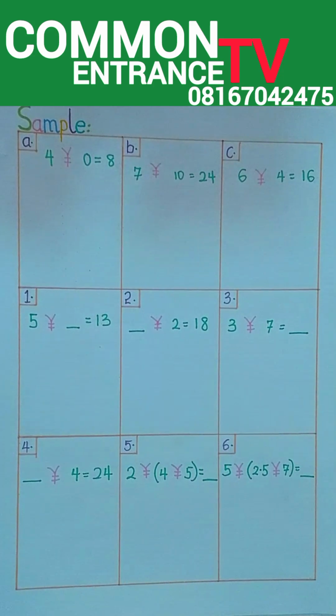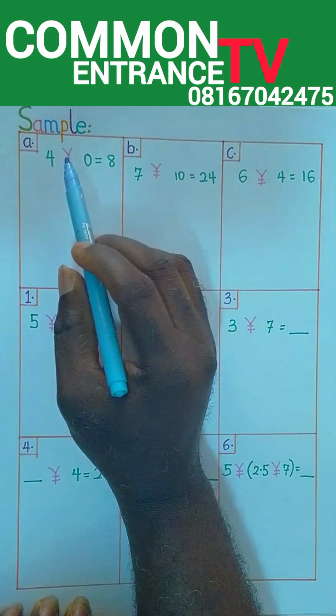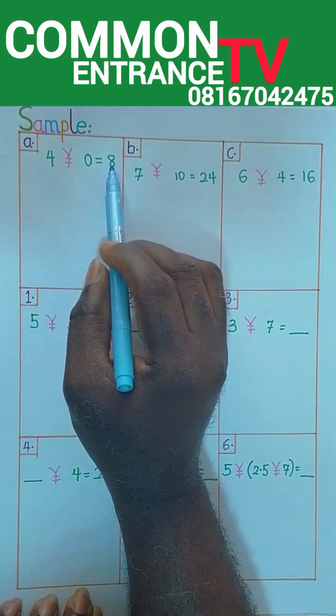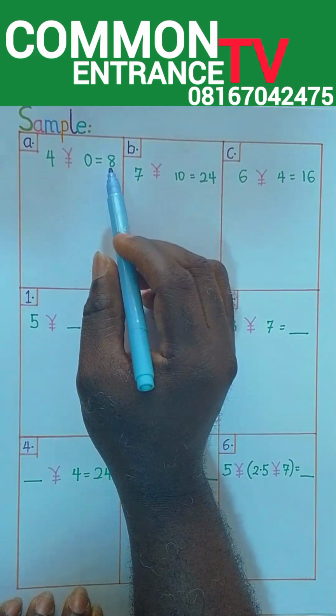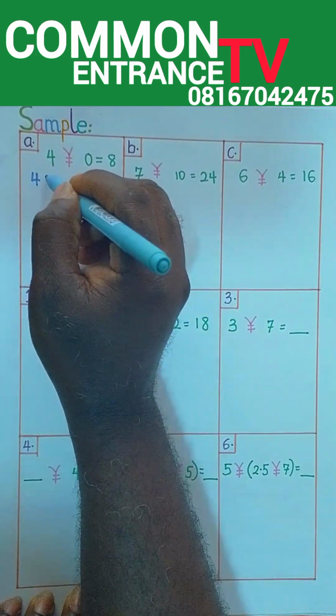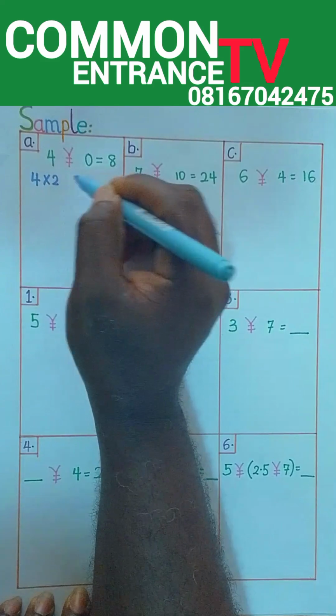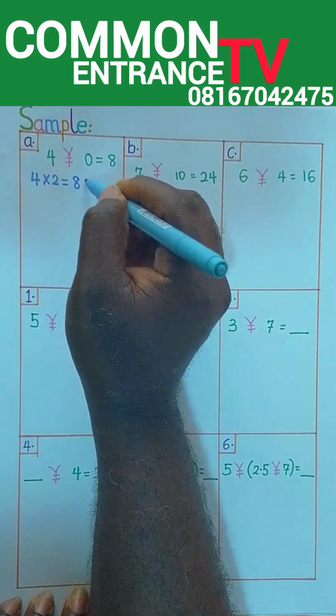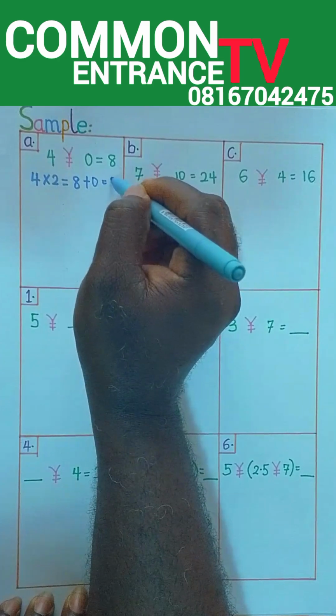In this class, we'll be taking this question. Let's look at the sample. We have 4, this sign, and 0 equals 8. So how do we get this? What it means is 4, we multiply by 2. 4 times 2 is 8, and 8 plus 0 will give us 8.